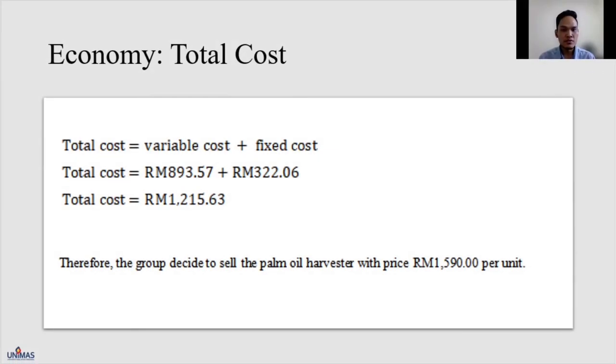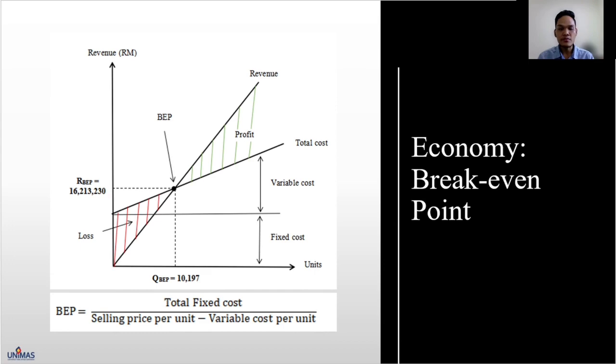The total cost is 1,250 ringgit and 63 cents. Therefore, we decide to sell the harvester at a price of 1,590 ringgit per unit. To achieve the break-even point, we need to sell 10,197 units of the harvester.